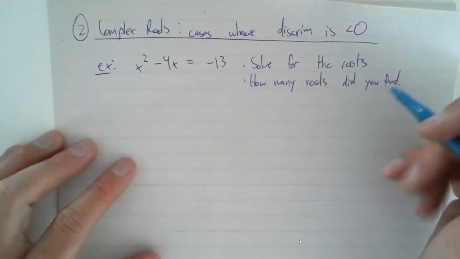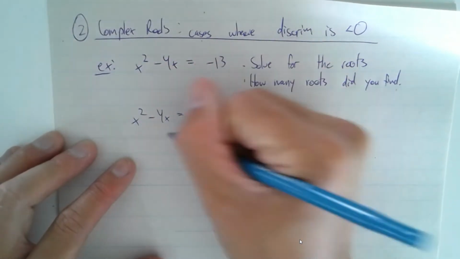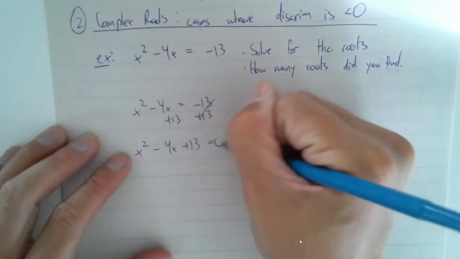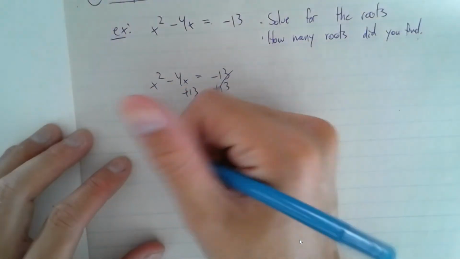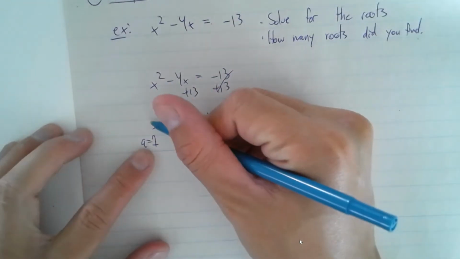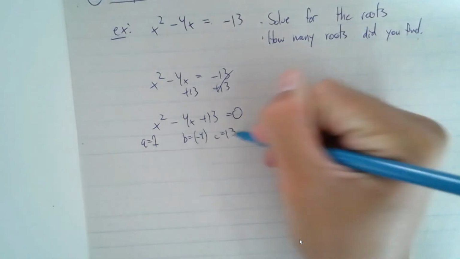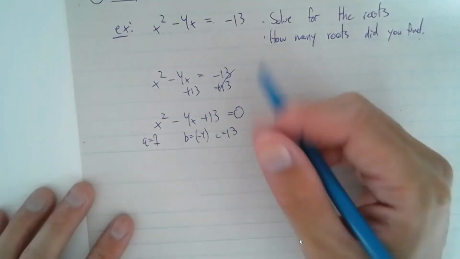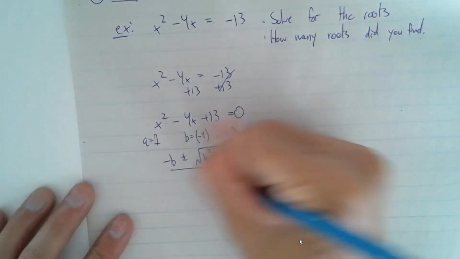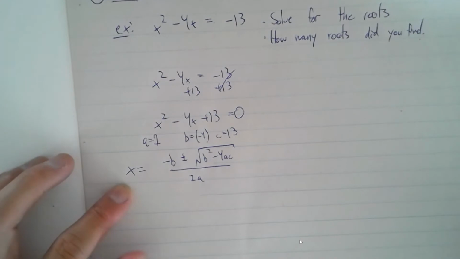Okay. So here what we're going to do is we're going to have x squared minus 4x is equal to negative 13. We're going to add 13 to both sides. You have x squared minus 4x plus 13 is equal to 0. And then you just have to define what your a, your b, and your c are. So my a is the number that's in front of x squared, which is just 1. B is negative 4 technically, and then c is equal to 13. And you just plug it into your quadratic formula, which is negative b plus or minus the square root of b squared minus 4ac, divided by 2a. And then that's going to give me your roots, or your answers for x.